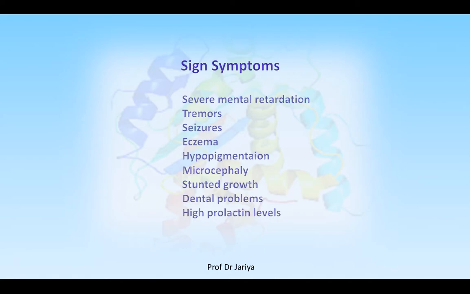Normal dopamine helps to keep the prolactin levels low. Since dopamine formation from tyrosine is compromised in PKU, as tyrosine is not formed from phenylalanine, this leads to high prolactin levels.